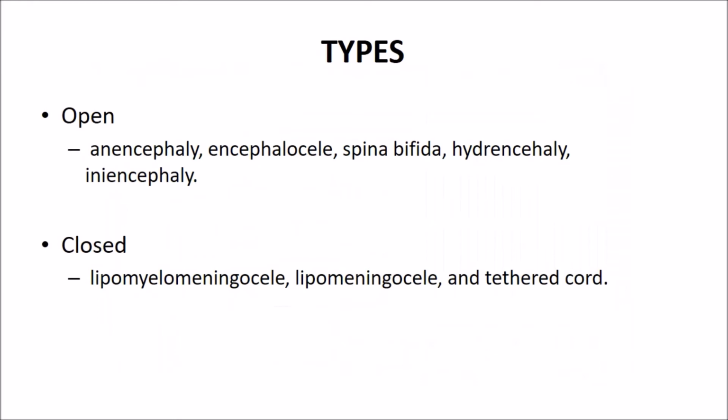Here you can see we generally divide the neural tube defects into two types: open and closed. Open neural tube defects can be anencephaly, encephalocele, spina bifida, hydranencephaly, iniencephaly. Then the closed ones are the lipomyelomeningocele, lipomeningocele, and tethered cord.